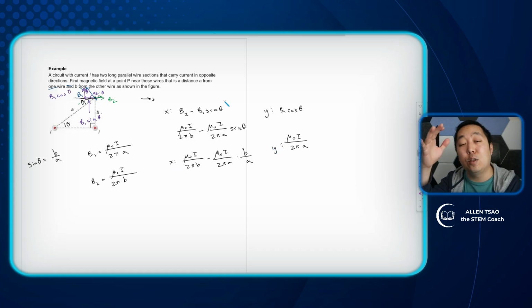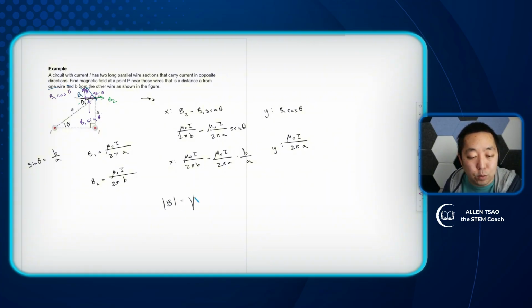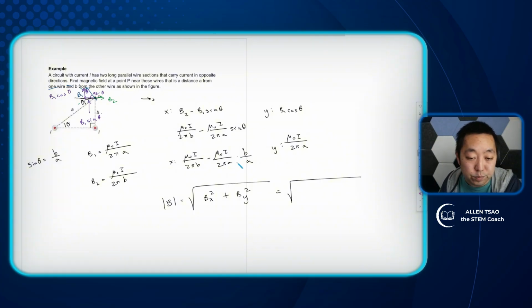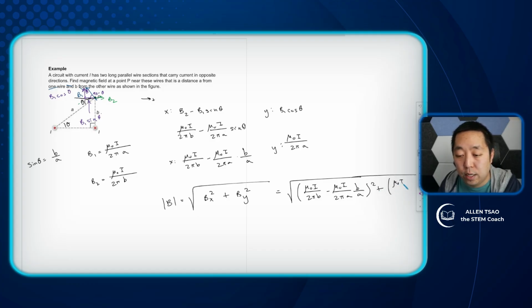If we want to find the total strength, the magnitude of that magnetic field, we're going to do the square root of the x component squared plus the y component squared, right? That's how we find the magnitude of vectors. So then, I'm not going to simplify it. You can simplify it if you want, but it's not necessary. It's just a math exercise to simplify that. That squared plus mu naught I over 2 pi a quantity squared like that.